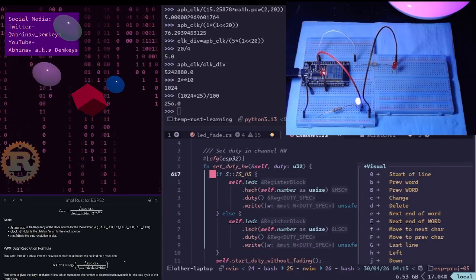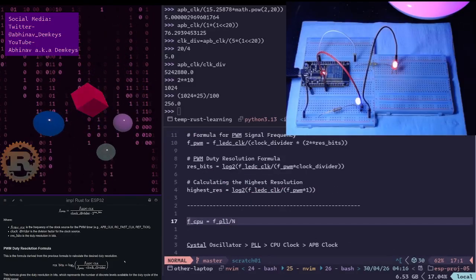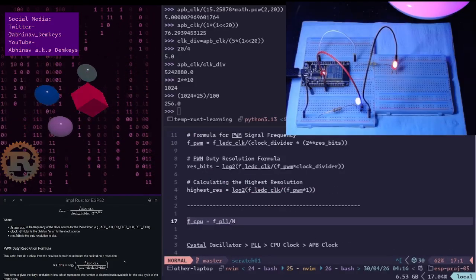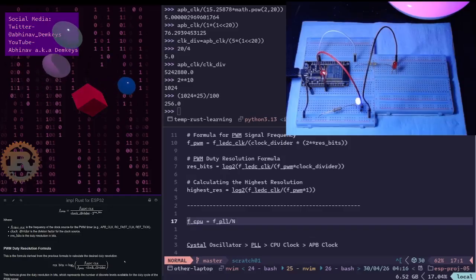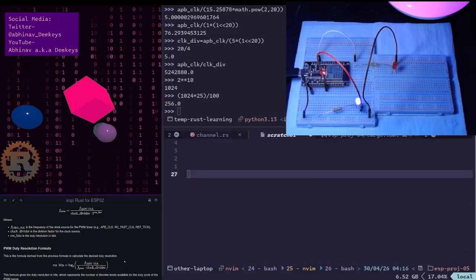Sorry, I keep forgetting, because I'm using NeoVim, that I have to hit the escape key to exit out of insert mode.